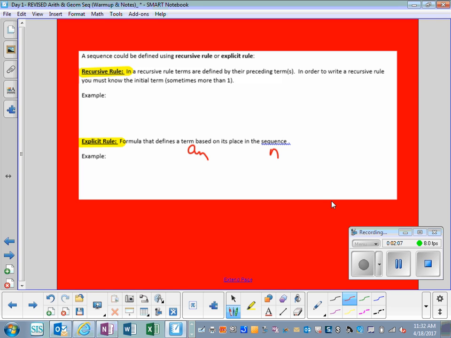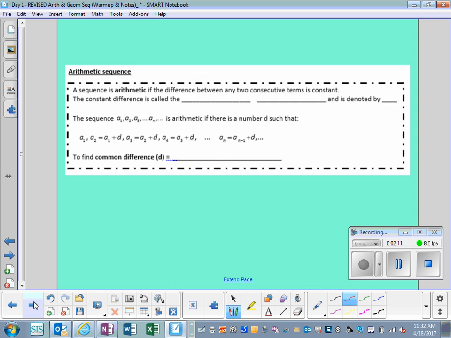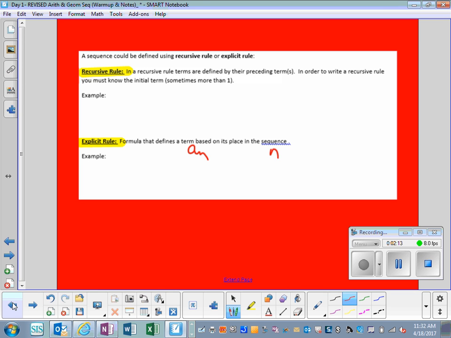So if we think about the example just above, right here, 1 over 3, 2 over 3, 3 over 3, 4 over 3, and so on and so forth, we see that the rule for the term an would be n over 3, and it only depends on n, on the place of the term in the sequence. This kind of rule is called an explicit rule, only based on n.